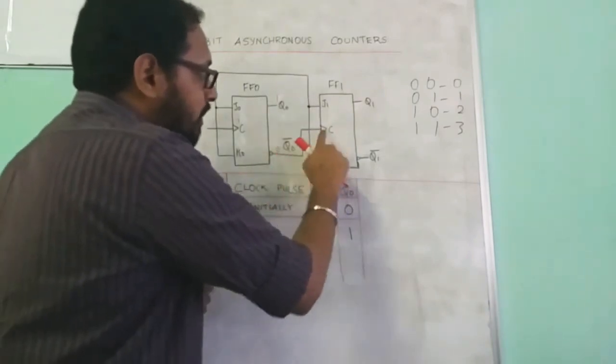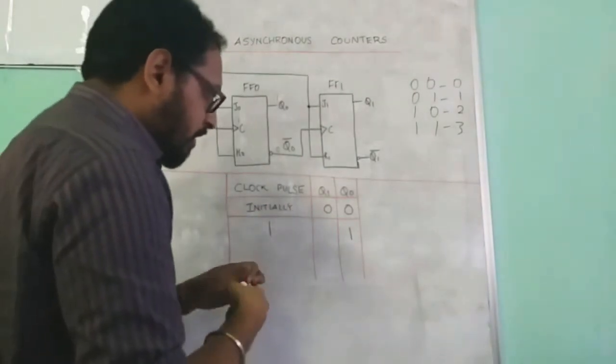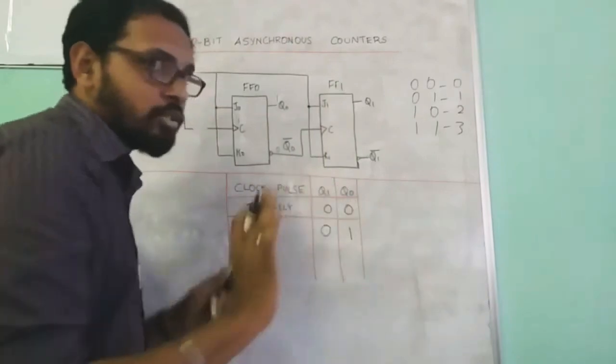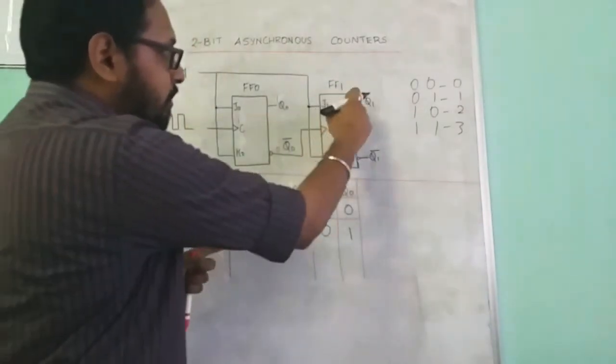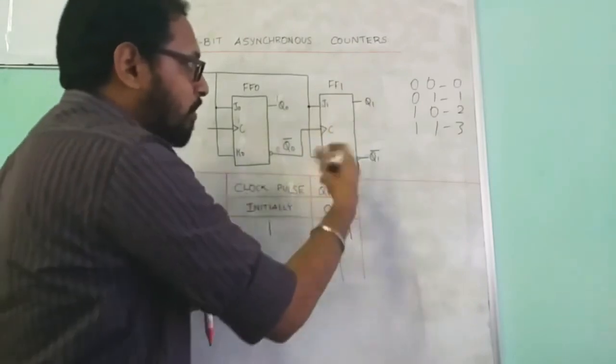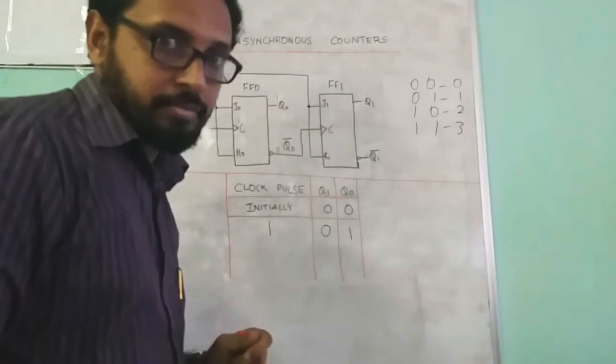So when 0 reaches here, there will be no effect on flip flop 1. So we will retain the value of Q1 as 0, because initially it was set as 0, but when 0 reaches the clock pulse, there will be no effect on the flip flop. So Q1 will be 0 itself.